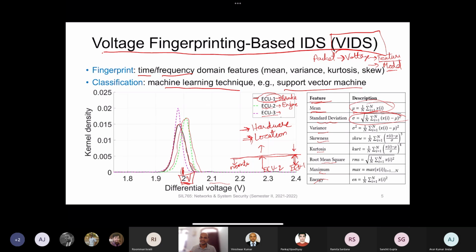And during the operation phase, once this IDS looks over a packet, it extracts the voltage from the packet, extracts the features out of those voltage values, and then tries to identify who is the transmitter of that packet. Okay, so basically we are trying to do transmitter identification. We are of course doing classification, but the ultimate goal is to identify the transmitter. So is this part clear, what we are trying to do using this IDS?